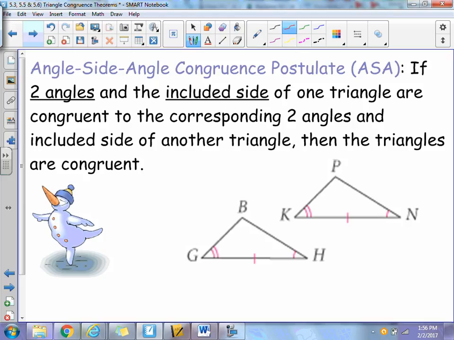Okay, this one has the side in the middle. So this time your side's in the middle. See how this is in between the two marked angles? And this one's in between the two marked angles. If you go in the order ASA, ASA, your two triangles are congruent by angle, then a side, then an angle.